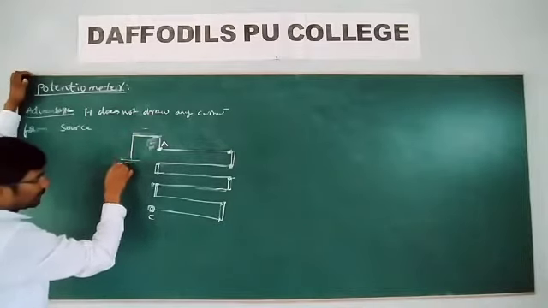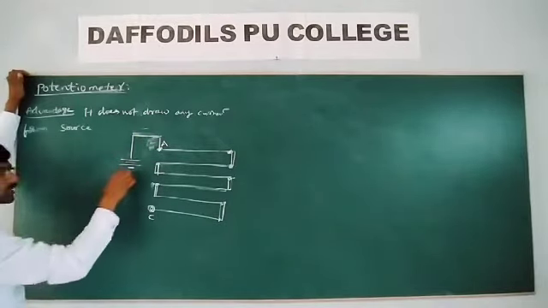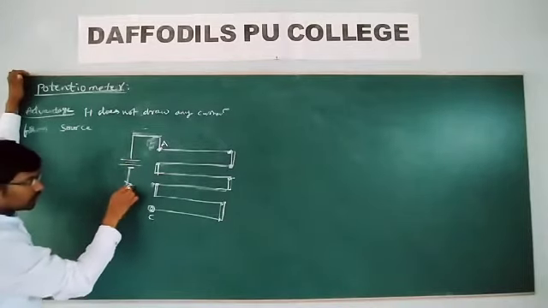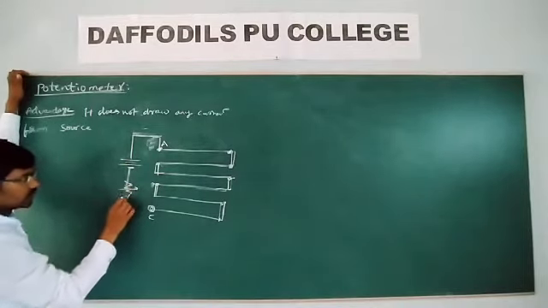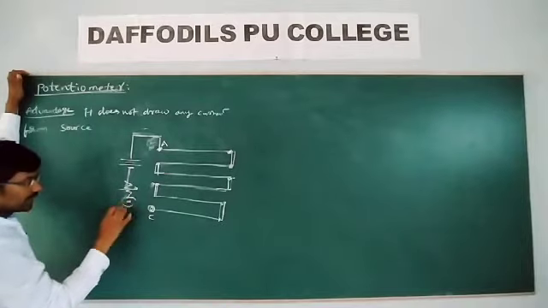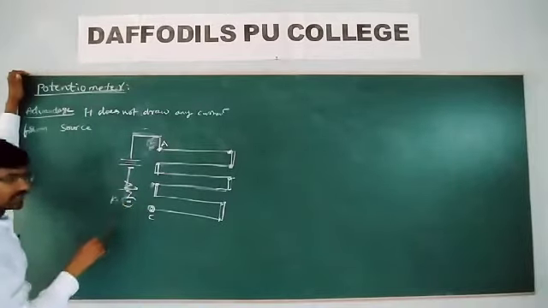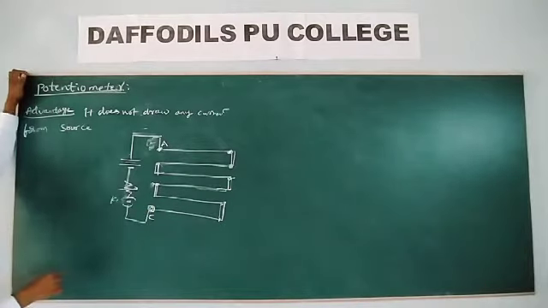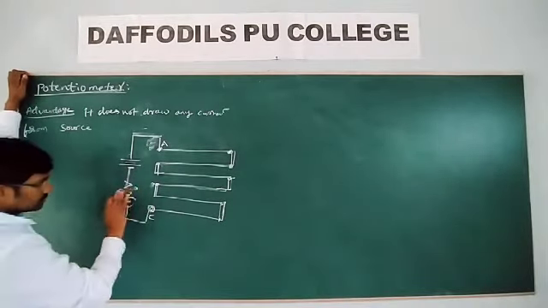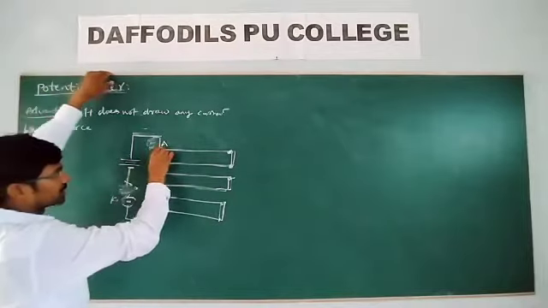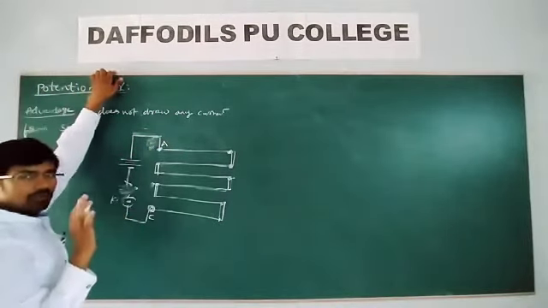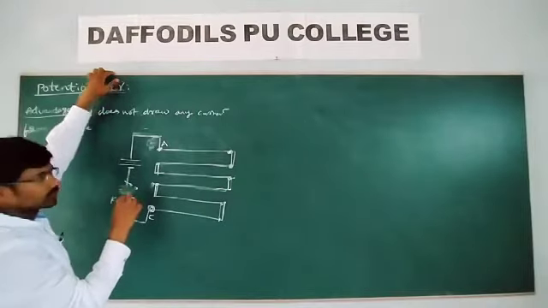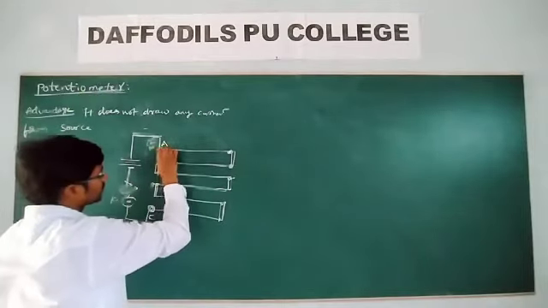Between B and C we connect a battery, and through this battery we connect a rheostat or resistance, and through a tap key K1 we take this to AC. This circuit, where we connect the cell, is called the primary circuit.